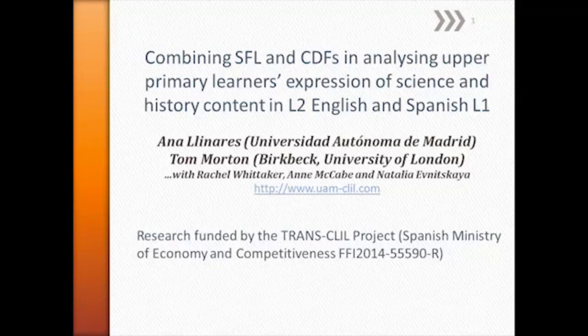Okay, hello again. Right, the paper that Tom and I are going to present now is part of a recent research project that we are lucky to be running in the Universidad Autónoma de Madrid. This is called TRANS-CLIL, because we're interested in looking at the transition of primary school learners into secondary school learners, both bilingual schools, CLIL schools, or whatever you want to call them. And we want to look at how this transition happens from different perspectives.